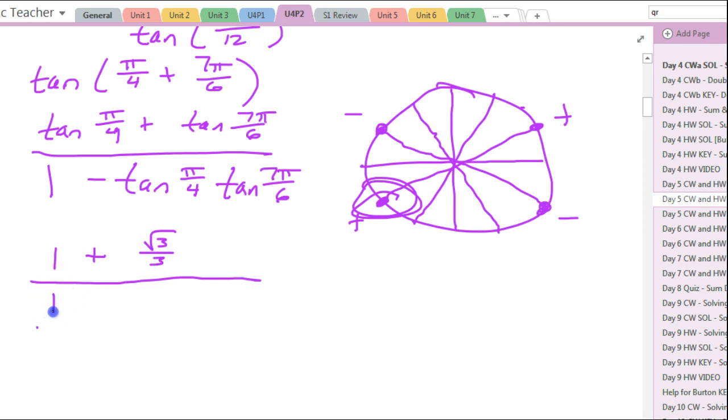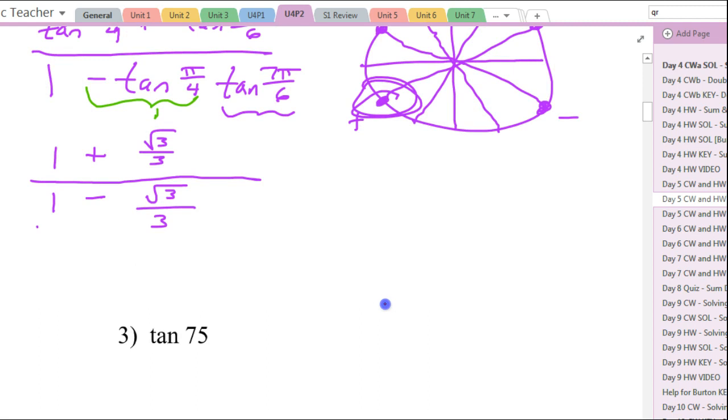Okay, so now in the denominator, I have 1 minus. We've already discussed that the tangent is 1, so I'm just going to ignore that. And again, I'm going to have radical 3 over 3 from the tangent 7 pi over 6. Okay? Does that make sense so far? Yeah, I've gotten that. Okay, so now I'm just going to add the numerator terms together, and I'm going to add the denominator terms together.